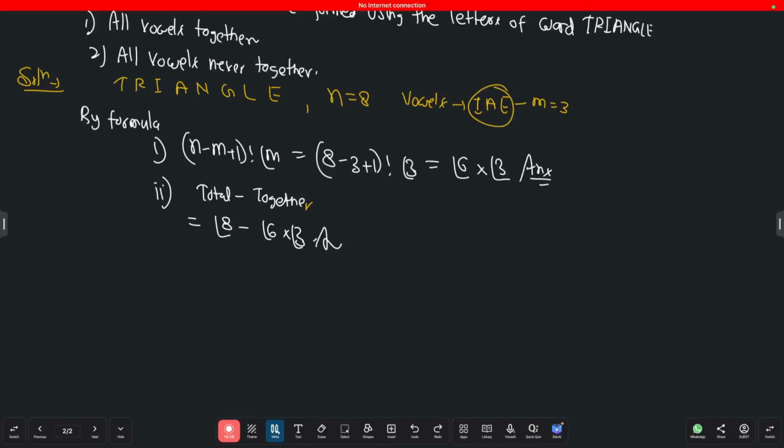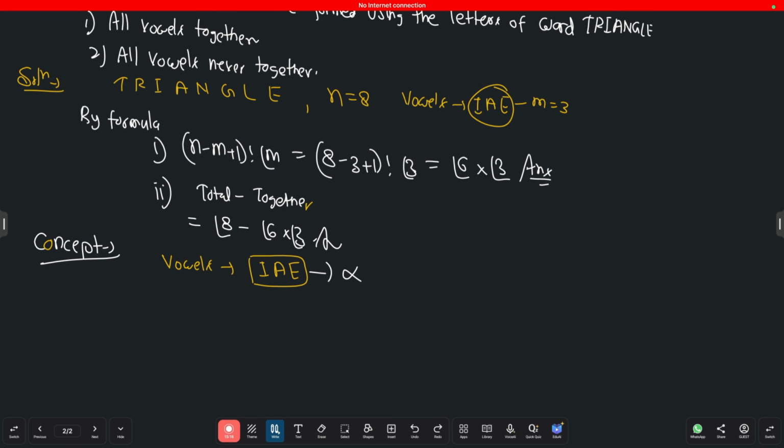Now come to the concept. Whenever they say I want some particular things always together, what to do? Those things are assumed as a single letter. In the word triangle they want all vowels together, so they are saying A, I, E. So do one thing, pack them in a packet and call it a single letter, let's say alpha.